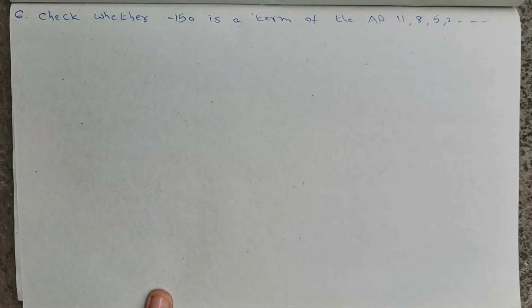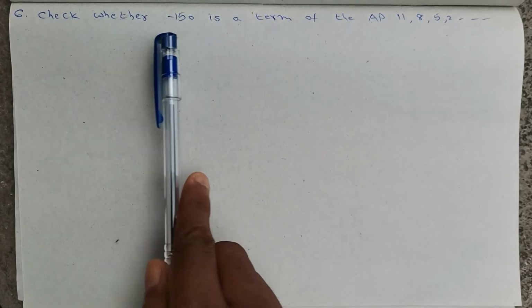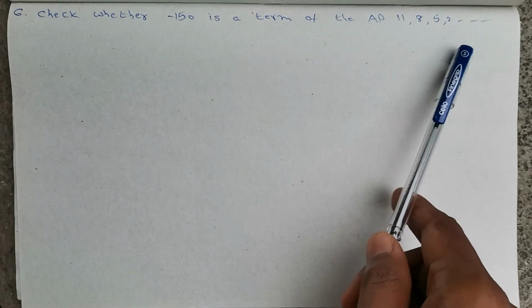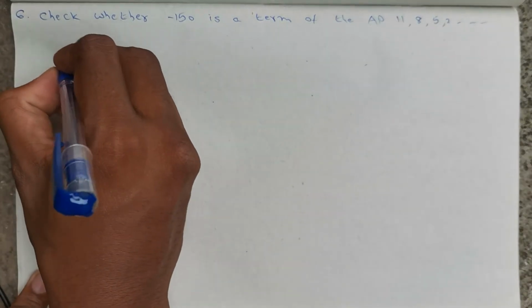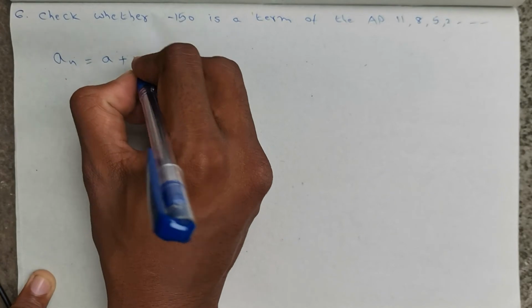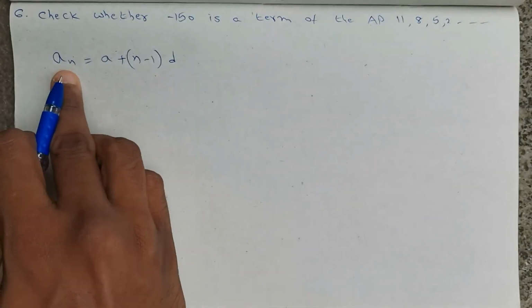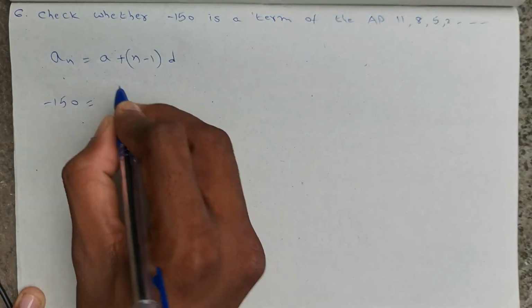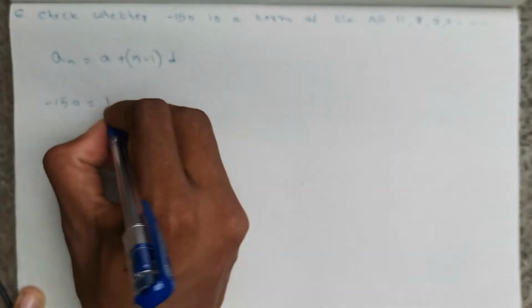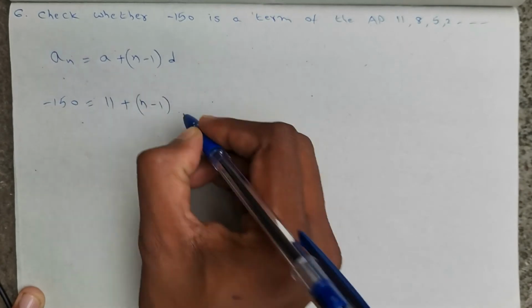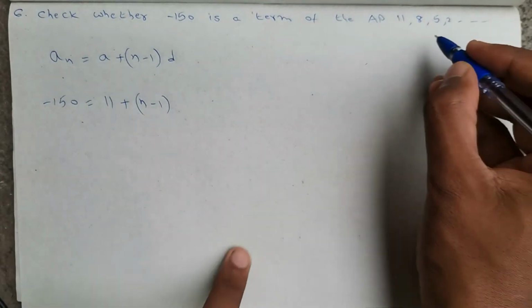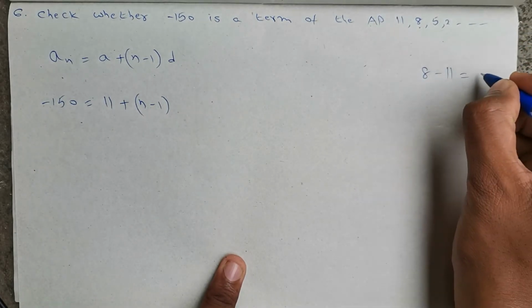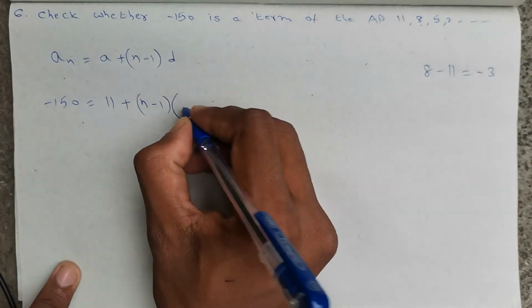The next question is, check whether minus 150 is a term of the given progression or not. So nth term formula, an is equals to a plus n minus 1 into d. An is nothing but the term he is asking to check, that is minus 150, is equals to a, the first term 11, plus n we don't know, n minus 1 into d, common difference. Here second term is 8 minus first term 11, 8 minus 11 is minus 3.